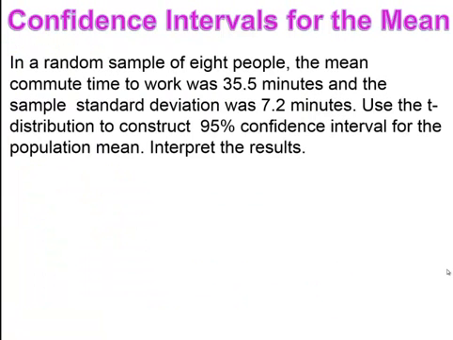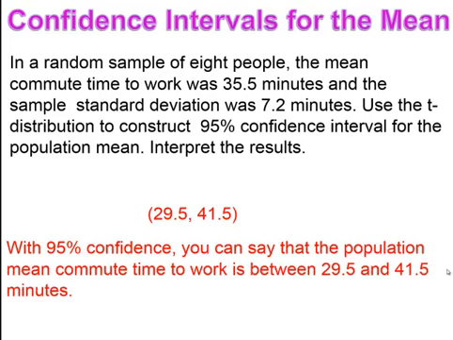Pause and try. So in this case, you should have gotten a confidence interval of 29.5 to 41.5. And what this means is within 95% confidence, you can say that the population mean commute time to work is between 29.5 and 41.5 minutes.